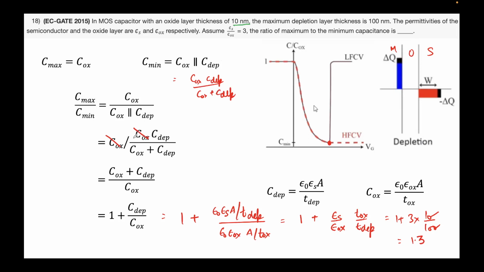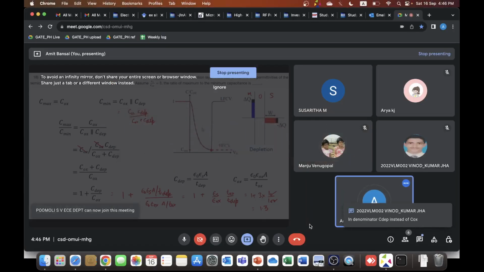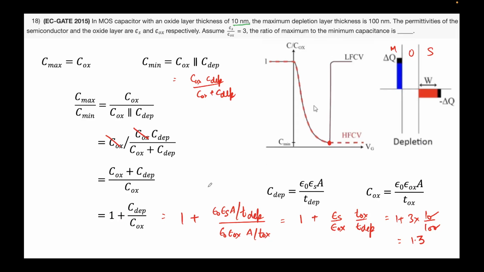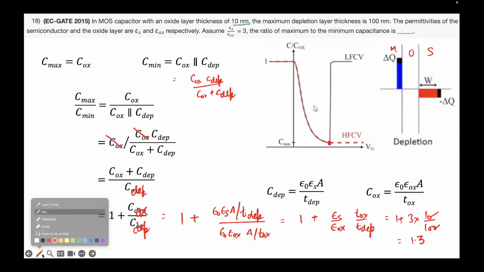We put all the values over here. Cox gets cancelled, right? Yeah, Cox gets cancelled. Just a second. In the denominator, oh yes, thank you very much. The denominator is C dep. This will be Cox then. Yeah, 1 plus Cox by C dep. Thank you very much. So let's erase all this.